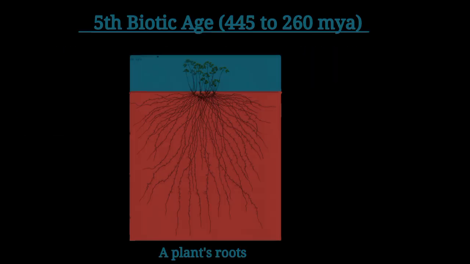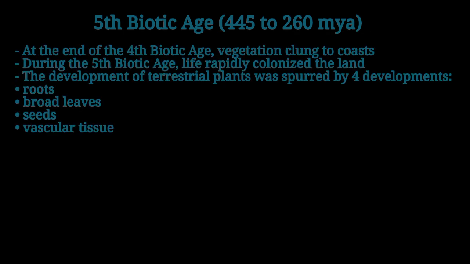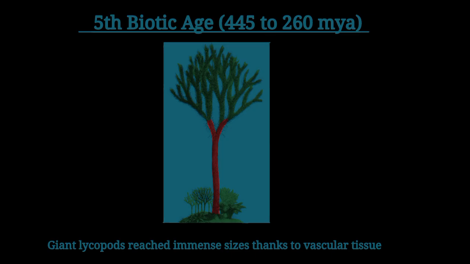Roots allowed plants to anchor themselves to the soil securely. Broad leaves increased the surface area to trap light for photosynthesis. Seeds protected plant embryos, whereas vascular tissue allowed for increased structural support and upward transport of nutrients. Lycopods were among the first vascular plants to evolve. They then rapidly diversified into the definitive life forms of the fifth biotic age. They made up most of the producers on land.